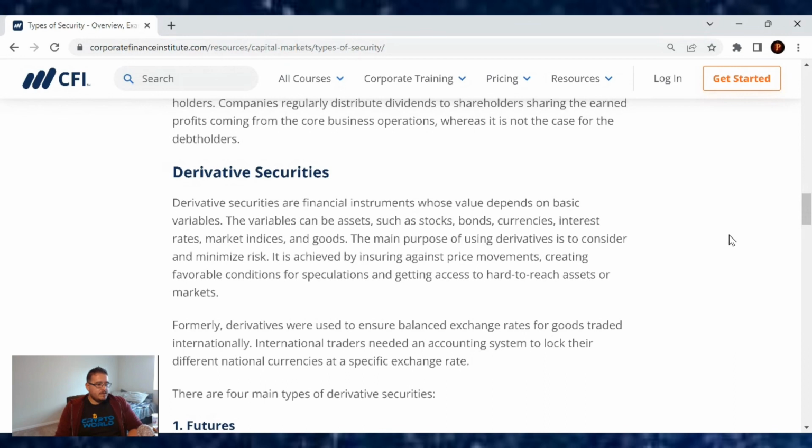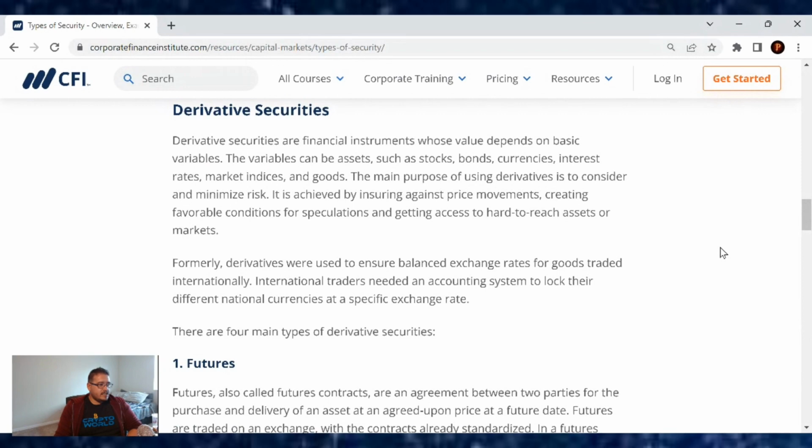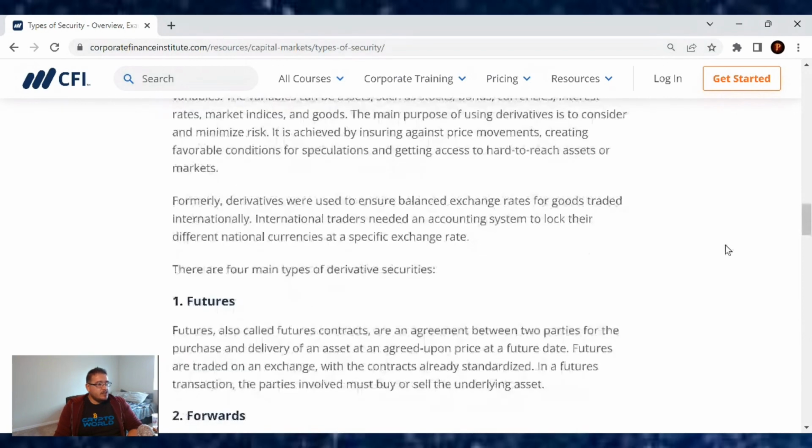But the main purpose of using derivatives is to consider and minimize risks. It is achieved by ensuring against price movements, creating favorable conditions for speculation, and getting access to hard-to-reach assets or markets. Formerly, derivatives were used to ensure balanced exchange rates for goods traded internationally. International traders needed an accounting system to lock their different national currencies at a specific exchange rate.